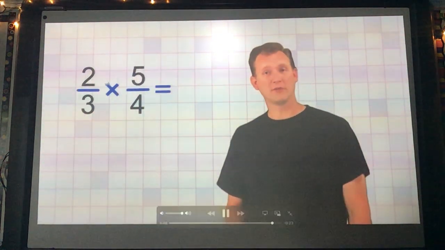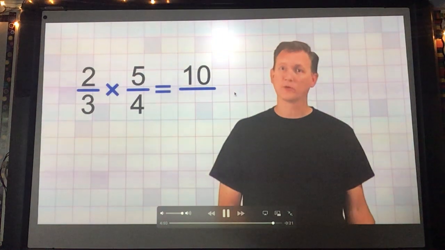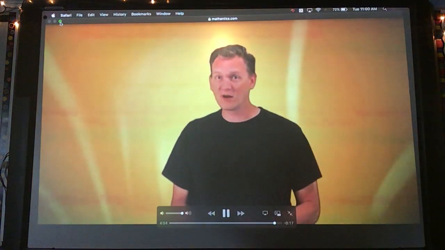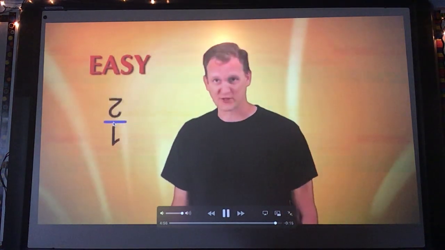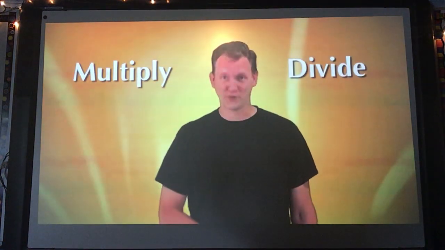So 2 times 5 equals 10, and 3 times 4 equals 12. Okay, so there you have it. What sounded really hard turns out to be as easy as flipping fractions upside down. If you can multiply fractions, then you can divide fractions too.